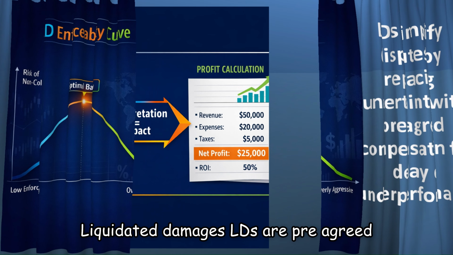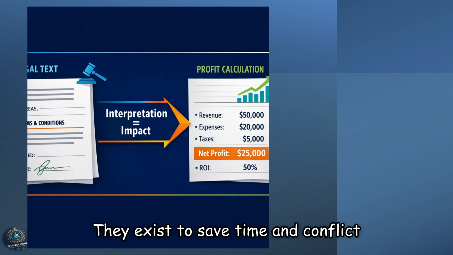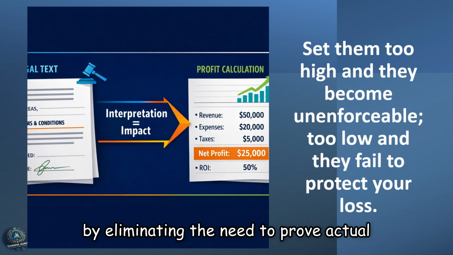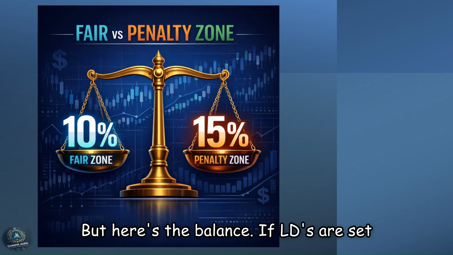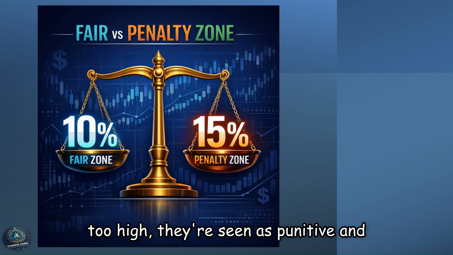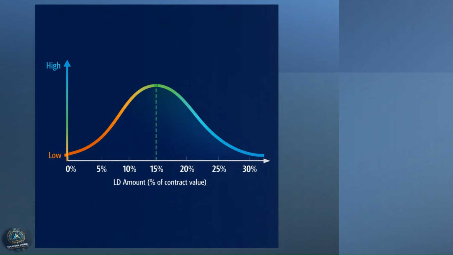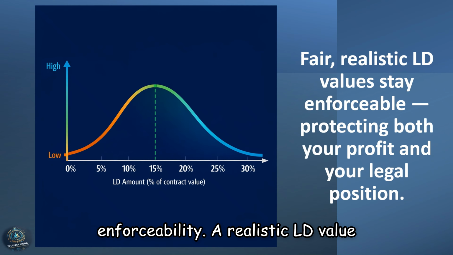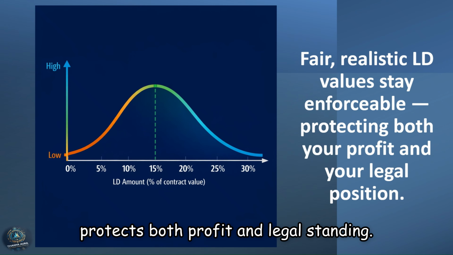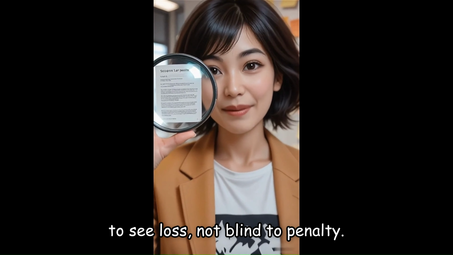Liquidated damages, LDs, are pre-agreed compensation for specific breaches, usually delays or performance shortfalls. They exist to save time and conflict by eliminating the need to prove actual loss. But here's the balance. If LDs are set too high, they're seen as punitive and unenforceable. If too low, they fail to protect your loss. This curve shows that fairness equals enforceability. A realistic LD value protects both profit and legal standing. Set your LDs like a lens, clear enough to see loss, not blind to penalty.